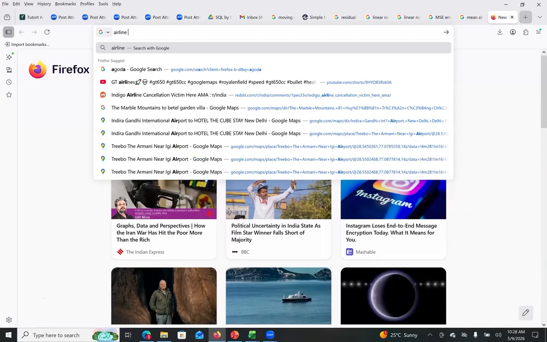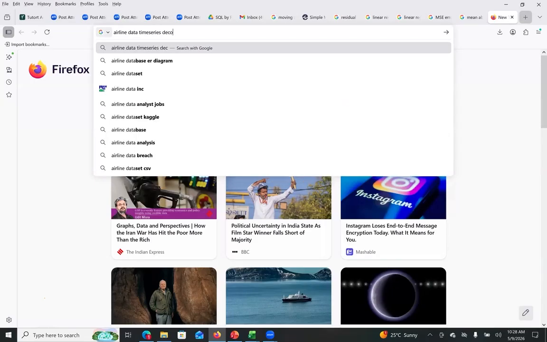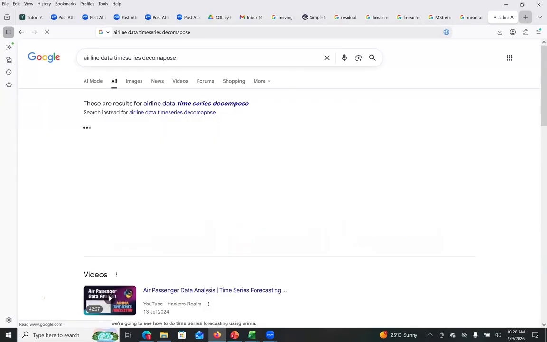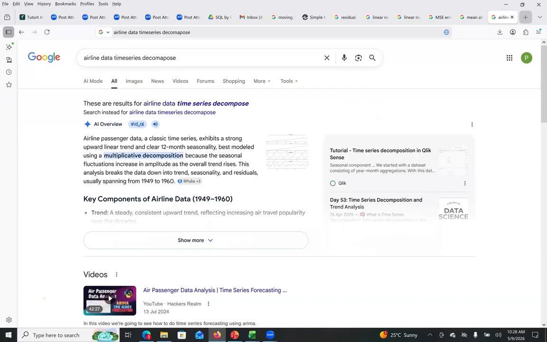Airline data time series. Only one question, sorry to interrupt. The average of that random component, that is also some approximation nearby zero value, is it? Right, right. Okay, fine. So let me show you.